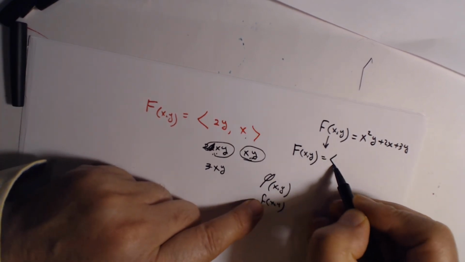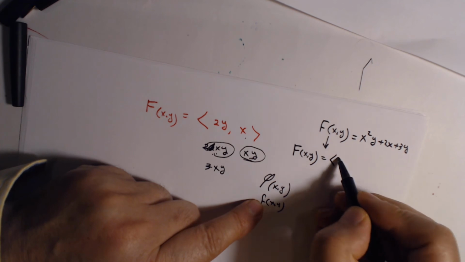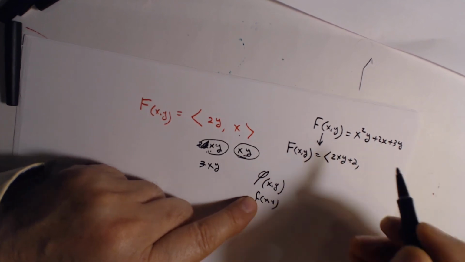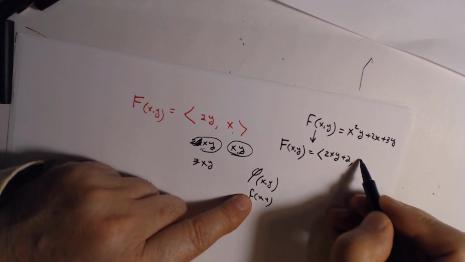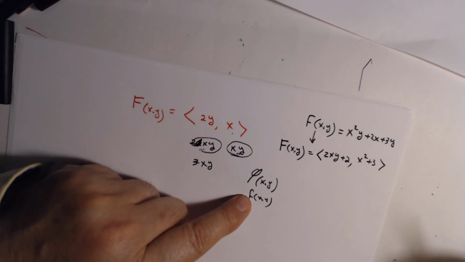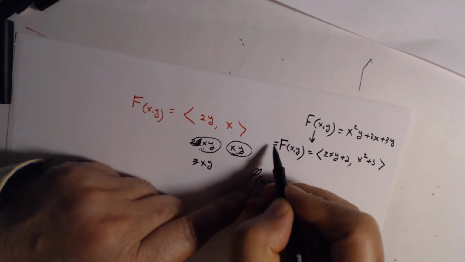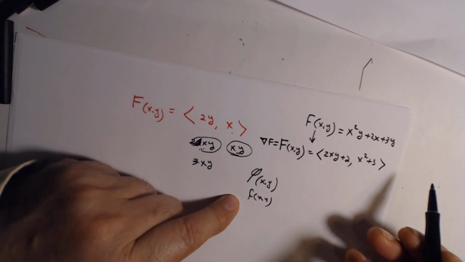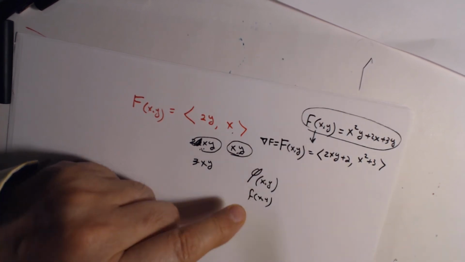Well, I want to create a vector field right here. Give me the partial with respect to x. That's 2xy plus 2. Partial with respect to y: x squared plus 3. This is a gradient, and that gradient is a vector field. How do you know? Because I got it out of that function.